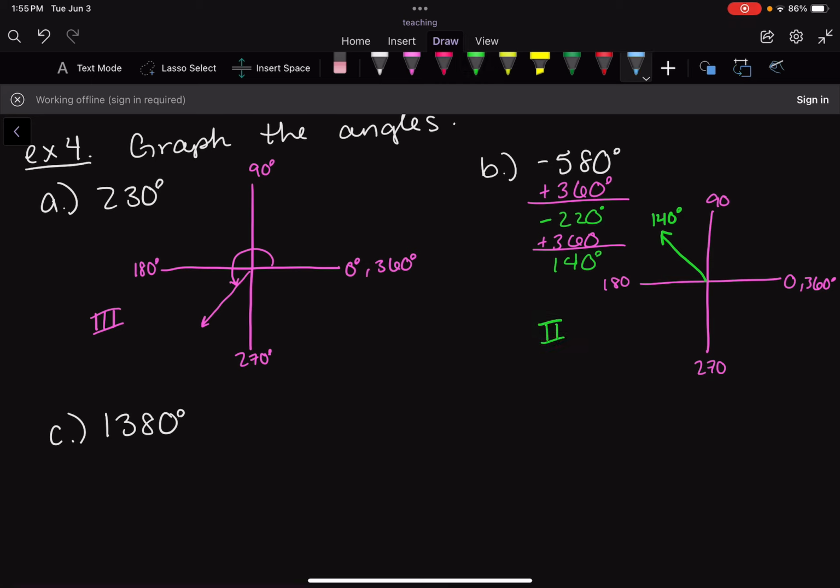Now, if you wanted to do negative 580, you would just be wrapping around the circle more times. So what will happen there is, see how we had to add 360 twice? That means that this wrapped around the circle twice.